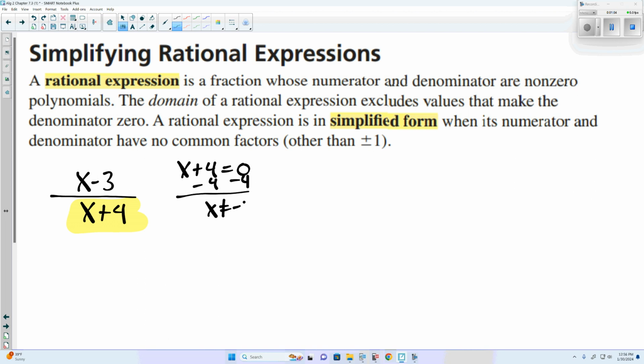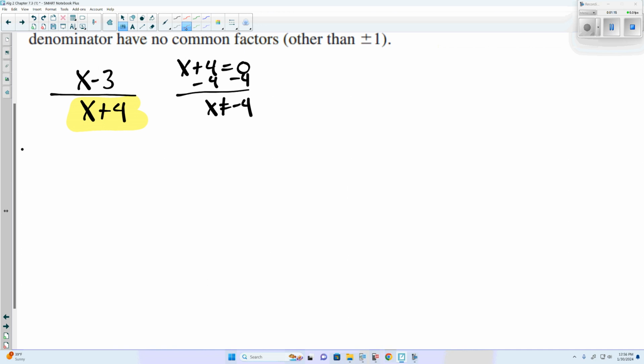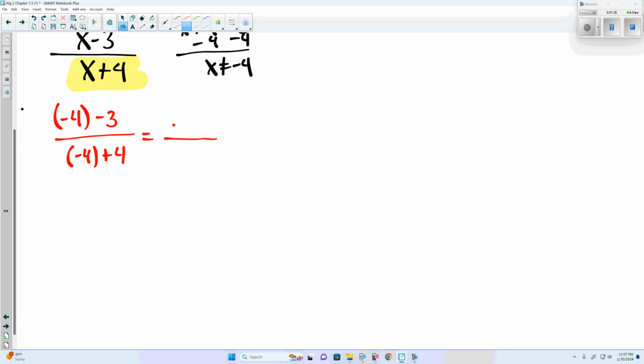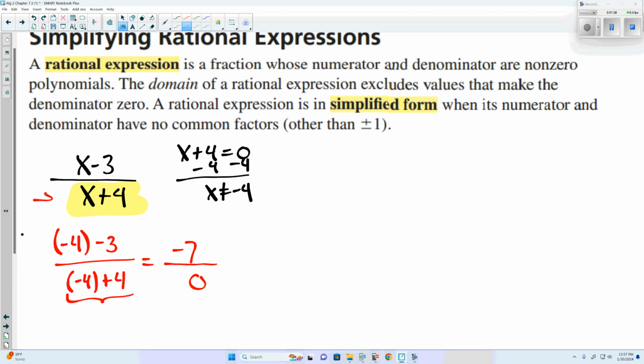So here, x cannot be negative 4. Because if x is negative 4, our 4 plus negative 4 would be 0. Because we could plug it in here: negative 4 minus 3 over our negative 4 plus 4. Well, the numerator, negative 4 minus 3 would be negative 7. Negative 4 plus 4 would be 0. We cannot divide negative 7 by 0, so it does not work. So any value that would make the denominator be 0 does not work.